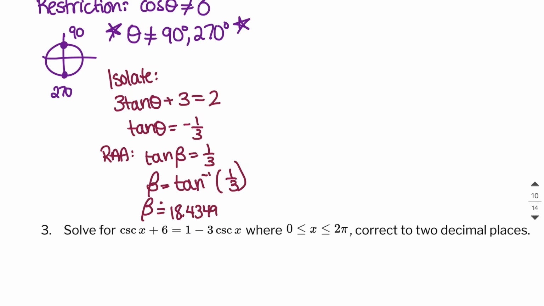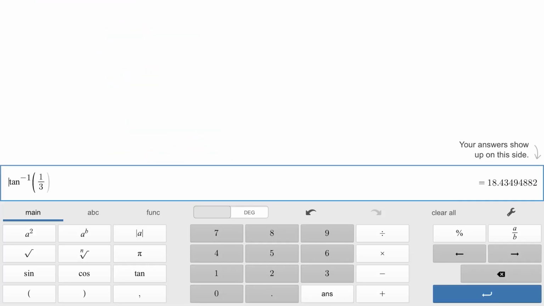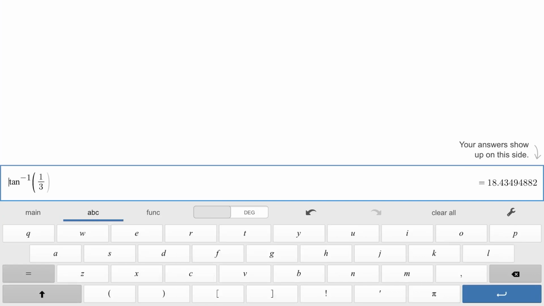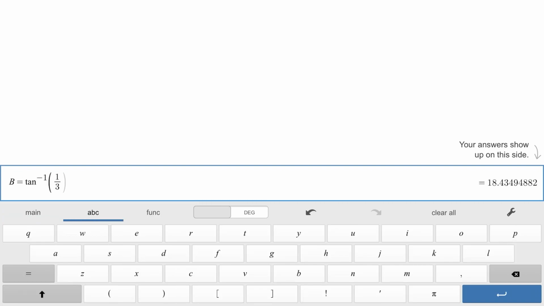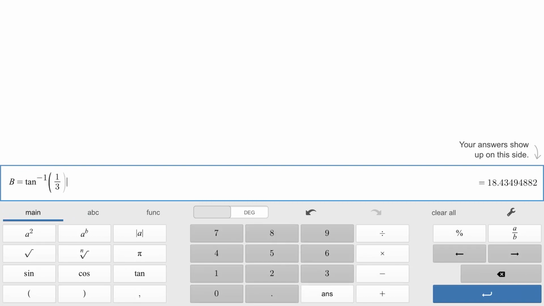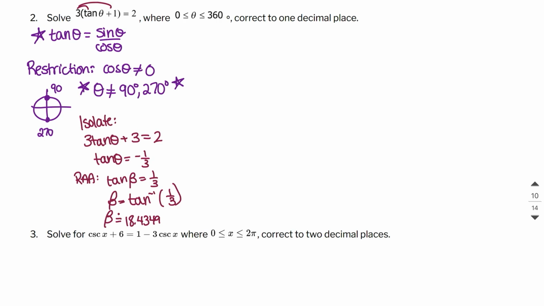So for example, here I can go in here and I can just say that this would be, instead of beta, I would just say B. So I would say B equals. So now when I need to use this angle, I can actually recall it by typing in the letter B. So now I have to figure out where my actual answer is going to be, because right here, tan of theta is -1/3, not positive 1/3.